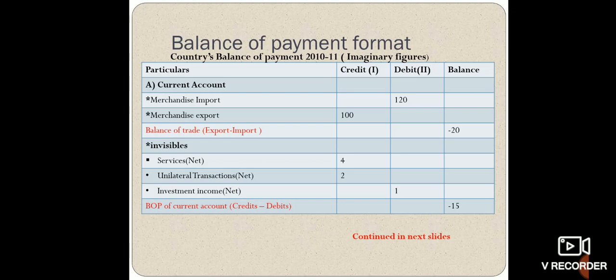Here is the country's balance of payment of 2010-11, with some imaginary figures, where particularly there is credit, debit and balance as well. So current account, as I said, has the mercantile import and mercantile export. So the balance is called the balance of trade. Then the invisible items like services, unilateral transactions and investment income. So the difference is called the balance of payment of the current account.